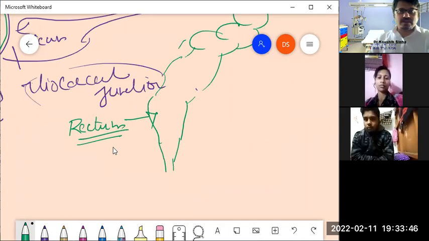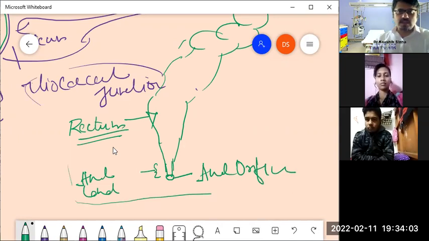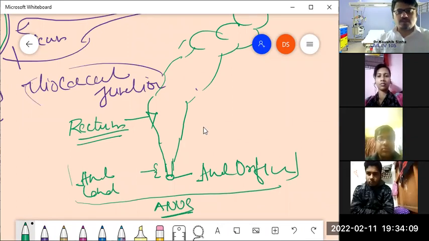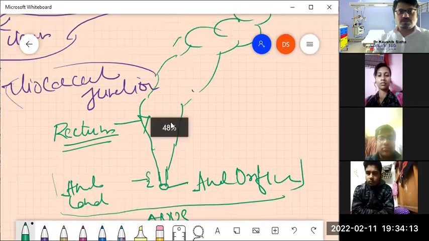That rectum finally narrows down to a small canal that is known as the anal canal. At the end of the anal canal, there is the orifice, which is known as the anal orifice. Both the anal canal and the anal orifice taken together are called the anus. Just before the anus, the organ which stores the stool is the rectum.